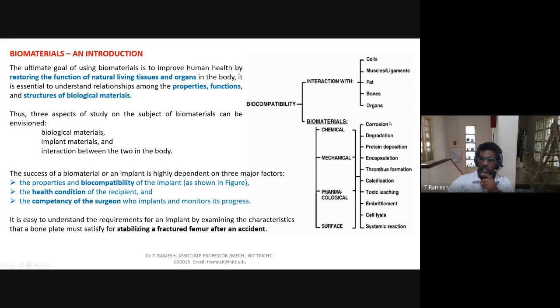So they have to design the material in such a way that it should have corrosion resistance, and then degradation is permitted, because the material is a third-party material, a foreign material which is kept inside our body. It should be degraded after a long time, after a particular period of time.